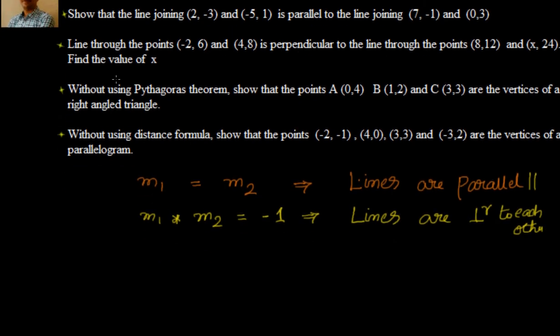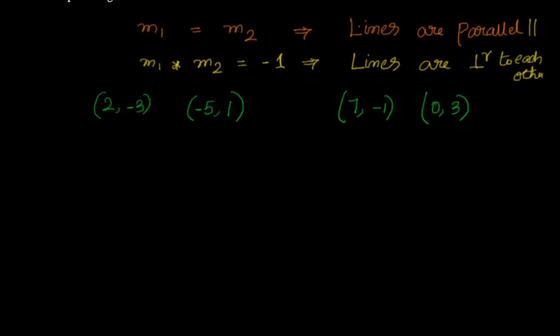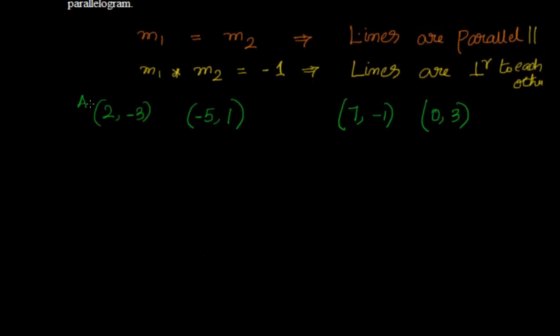The first one. Show that the line segment, we have just gone through that. Let me just put down the points. One point is 2 comma minus 3, and another one is minus 5 comma 1. This is one set we have. Another set we have is 7 comma minus 1, that's a point, and we have 0 comma 3. So let us say this is A, B, C and D. We have to prove that slope of AB is equal to slope of CD.